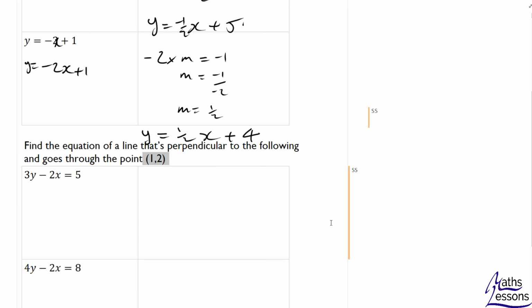Go back down to that question. You've got to find the gradient of this line, then find the gradient of the perpendicular line, and then find the equation of the line using the formula. I'm going to give you a couple of minutes to have a go at that. I'll start the timer when you get down to the last 30 seconds.